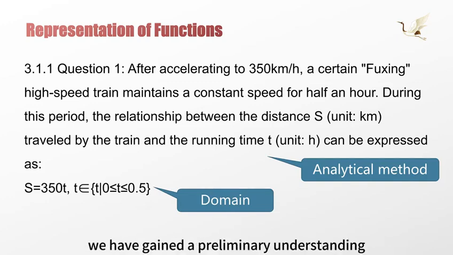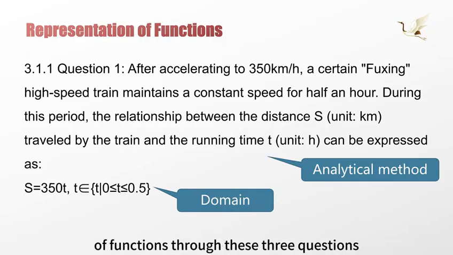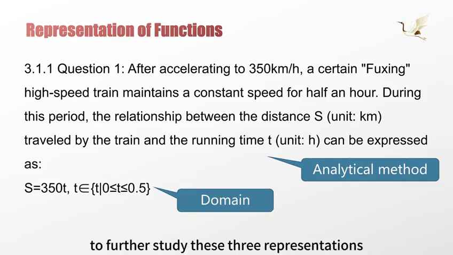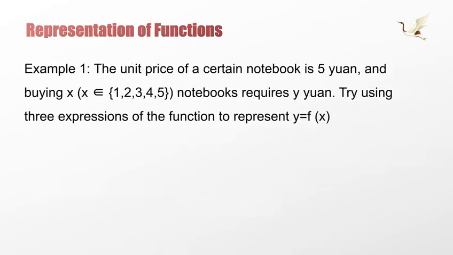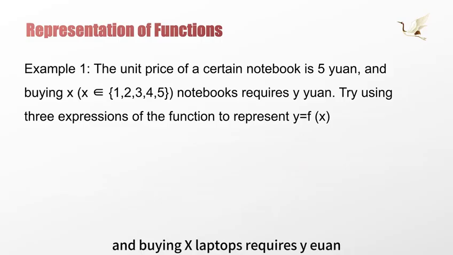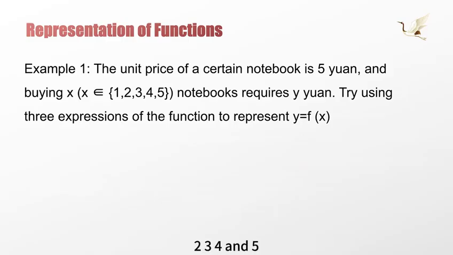We have gained a preliminary understanding of the three representations of functions through these three questions. Next, we will use three examples to further study these three representations. First, let's take a look at example 1. The unit price of a certain laptop is 5 yuan, and buying x laptops requires y yuan, which is expressed in three ways. The function y equals f(x), where x is 1, 2, 3, 4, and 5.